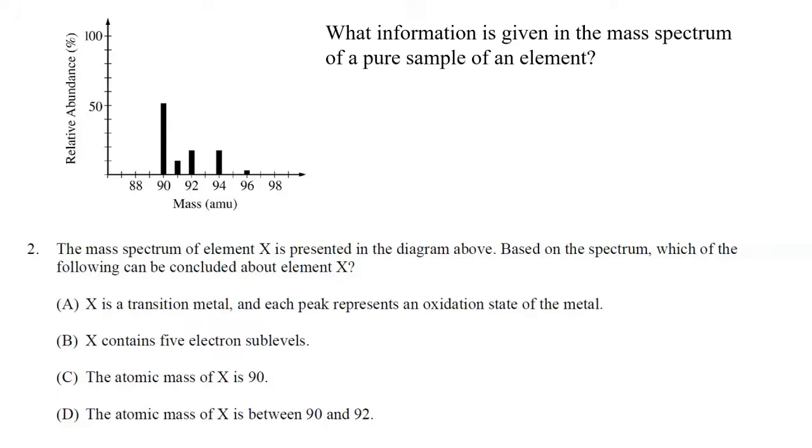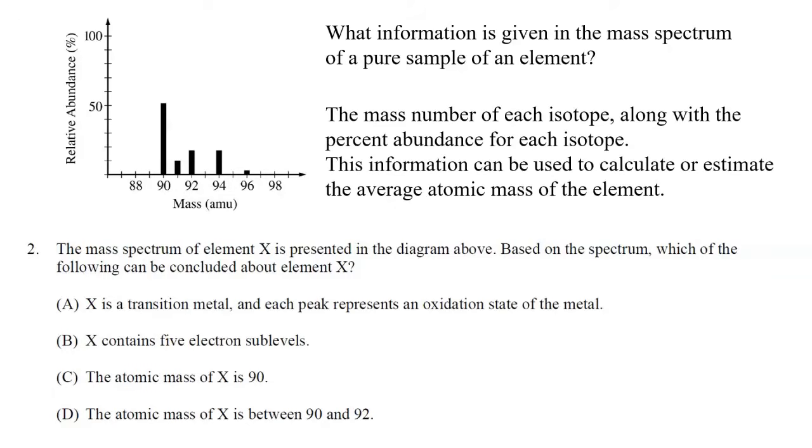So when you look at a mass spectrum, what information is given? This is a pure sample of an unknown element. We know that along the x-axis, we can see the mass numbers of the various isotopes. And along the y-axis, we can see the relative abundance of each isotope. So we can use a mass spectrum to calculate or estimate the average atomic mass of an element, and then possibly identify that element by looking on the periodic table.